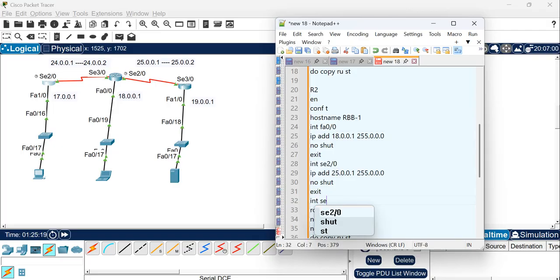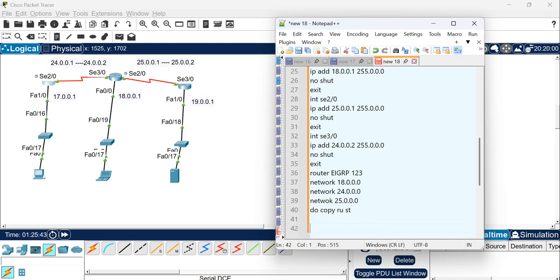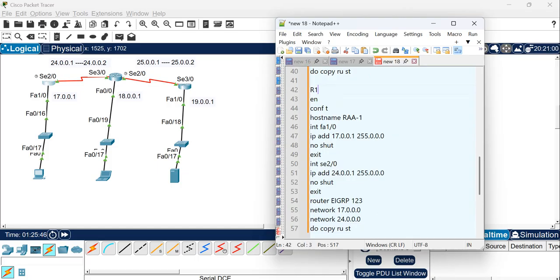Then I have interface Se 3/0. What is the IP address of 3/0? It is 24.0.0.2, 255.0.0.0. No shut and exit. Which are the networks physically connected? 18 is connected. Then network 25.0.0.0. Clear? Now I'm going to configure router 3.